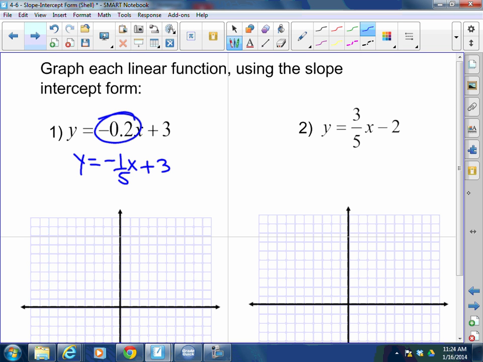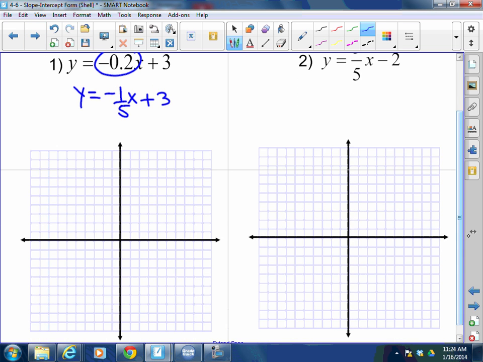Now, what's my y-intercept, boys? 3. So I go 1, 2, 3. Does everyone see that I start at the y-intercept? Pencils down for 1 second, eyes up here. It's negative, so does that mean fall or rise? But remember, you always run to the right, even if it's a negative slope. So I'm going to go down 1 over 1, 2, 3, 4, 5 to the right.